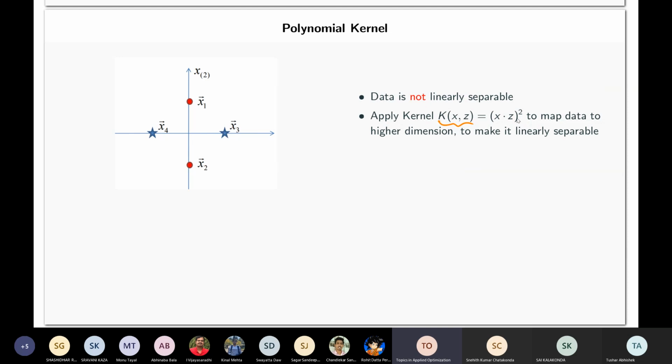And q is 2. So this is what we get. So to map the data to high dimensional and to make it linearly separable, we believe that this kernel will map it to a good space where it will be linearly separable.